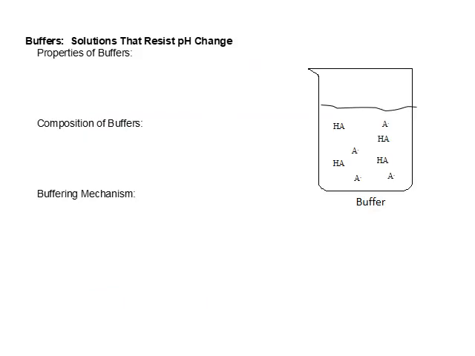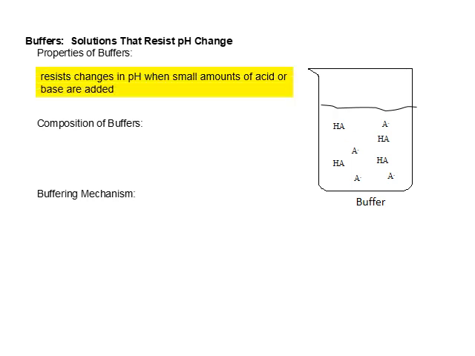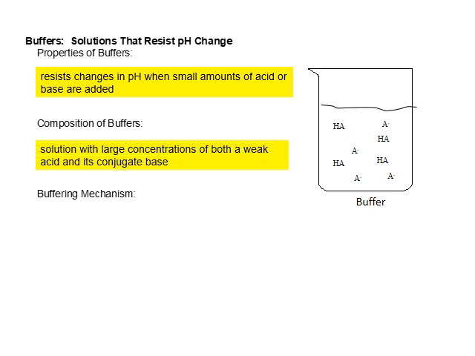There are three important things that you need to know about a buffer solution. 1 is what it does, 2, what it's made of, and 3, how it works. A buffer is a solution that resists changes in pH when a small amount of either acid or base are added to it. Buffers are solutions that contain large concentrations of both a weak acid and its conjugate base.